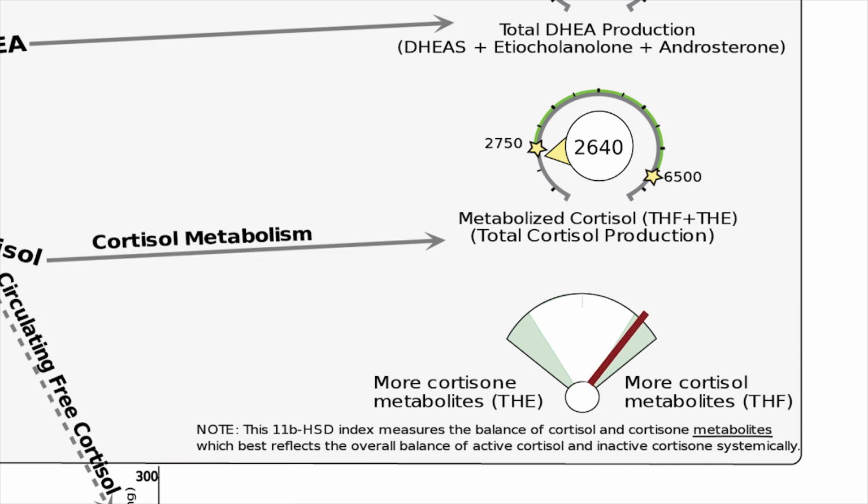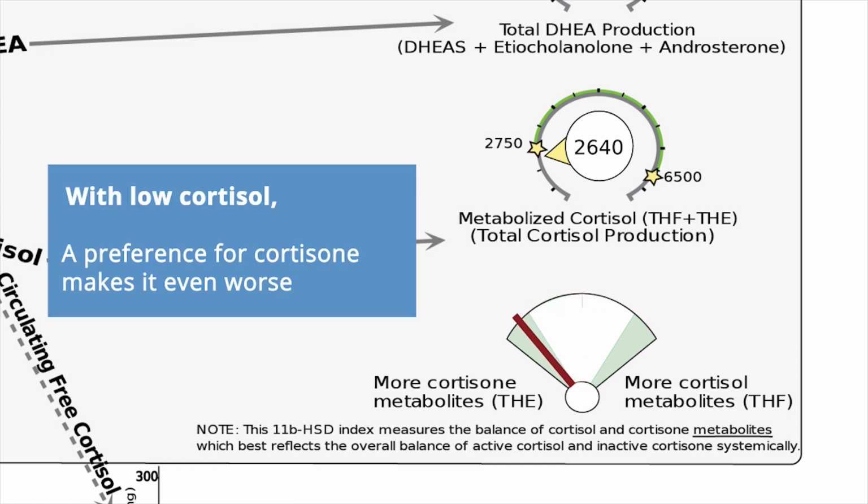On the other hand, if someone has low overall levels and they're really favoring cortisone, now we've got double trouble because they don't have a lot, and what they do have is sort of running away from them, if you will, in that it's being deactivated readily towards cortisone. So they don't have very much, and what they do have is being quickly metabolized.